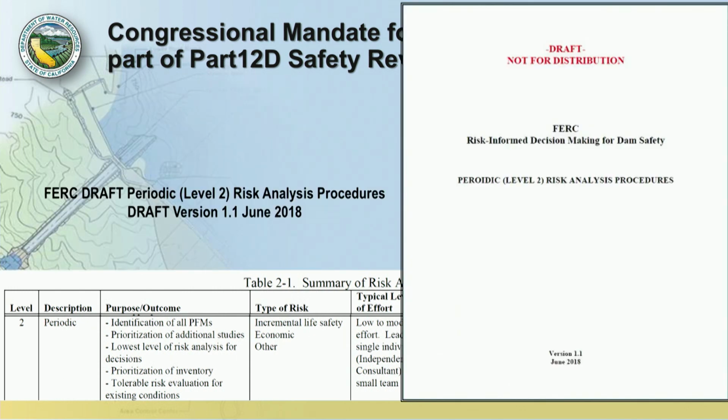The guidance we're using is the one that's best available from FERC. This is their guidance for a Level 2 risk analysis. It's still in draft form. This is the second draft, version 1.1, published in June 2018, and this is what the team is using to carry out the risk analyses.